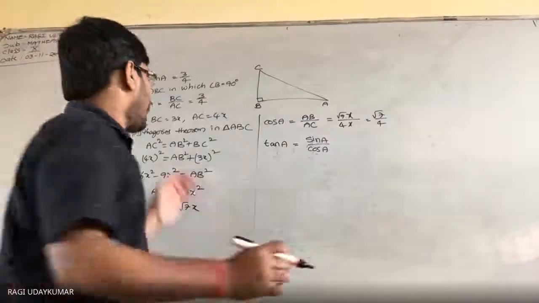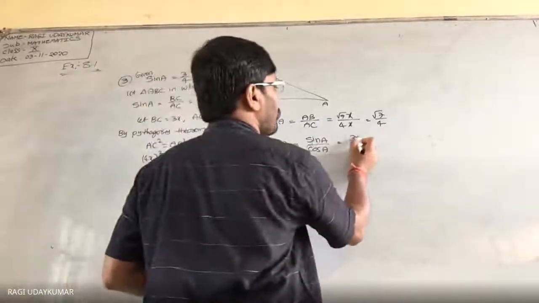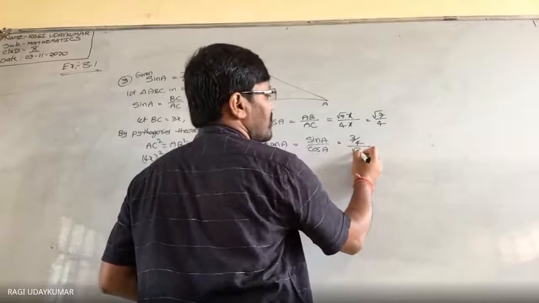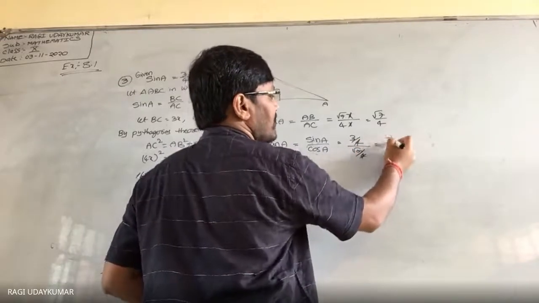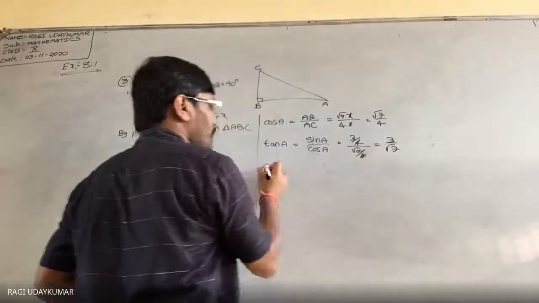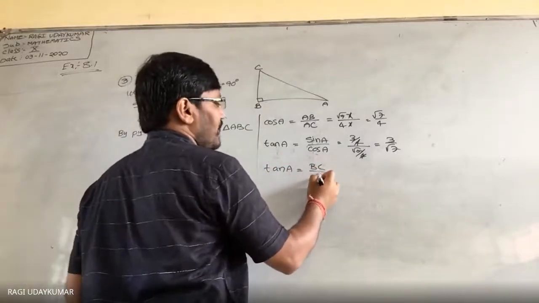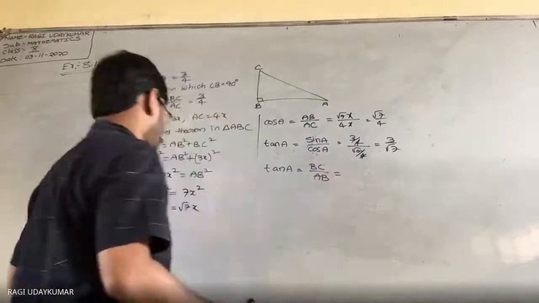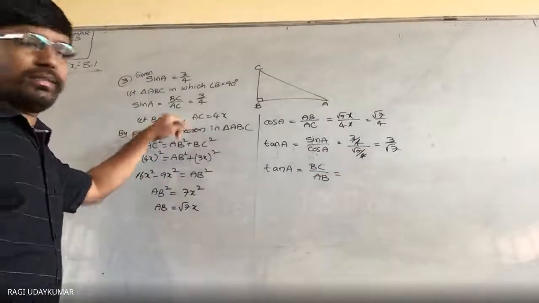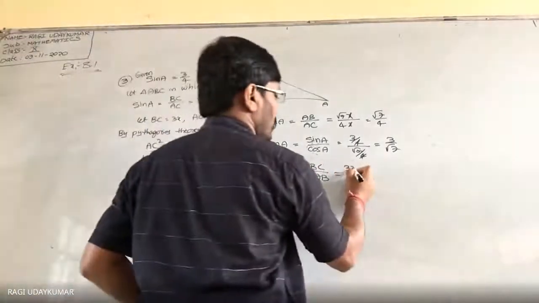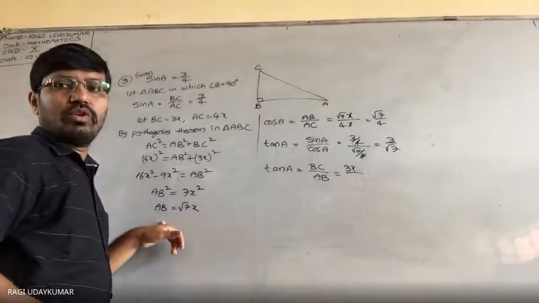So sin A, how much did you get here? 3 by 4. And cos A is root 7 by 4. So the 4s cancel. If you want, you can do it like this also. Tan A is equal to opposite BC by adjacent AB. BC, how much did you get here? 3x. And AB, how much? Root 7x.